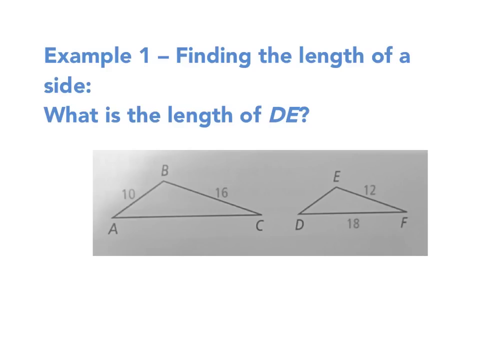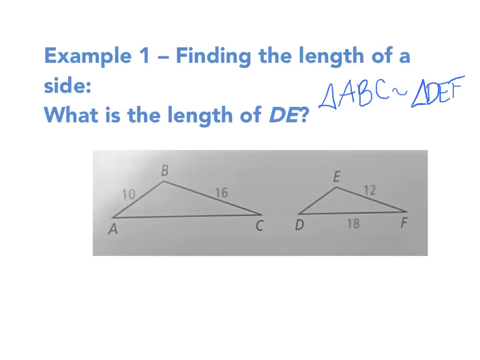So first of all, we need to find the length of a side. What is the length of DE? So I'm looking for this length right here. It doesn't say this here, I forgot to write it, but this is what you would see if you were to see this in a book. Triangle ABC is similar to triangle DEF. So when you see that, you know you can use proportion to solve.